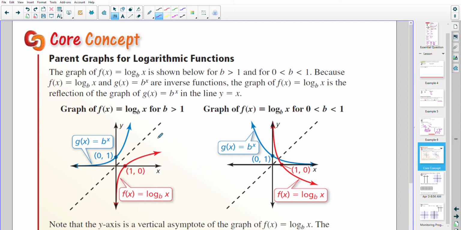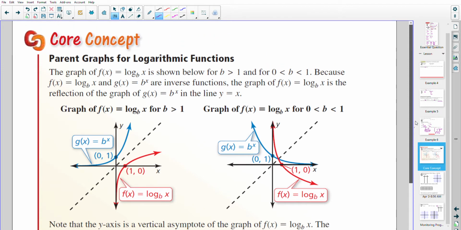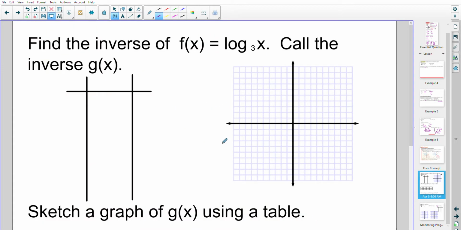So notice first of all that inverses reflect over the x equals y line. Here's your exponential, here's your log. So one way to do it is to draw the inverse and reflect it over the x equals y line. The other idea is just to get a table and then plot the points on the table, which is the way that I think I'll do it.